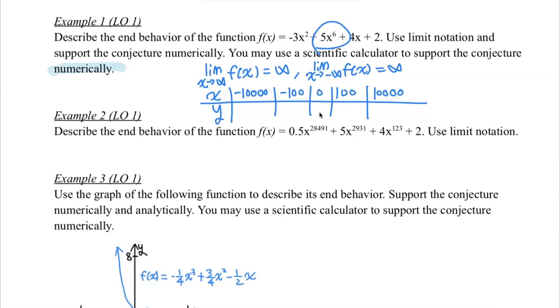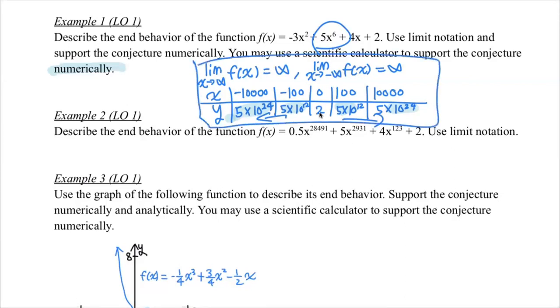We will be getting 5 times 10 to the power of 24, 5 times 10 to the power of 24, 2,400, and 5 times 10 to the power of 12, 5 times 10 to the power of 12. These are huge numbers, and as you go that way, it is leading towards infinity. So this table does support the conjecture numerically. That's all you have to write when you're expected to write the answer.